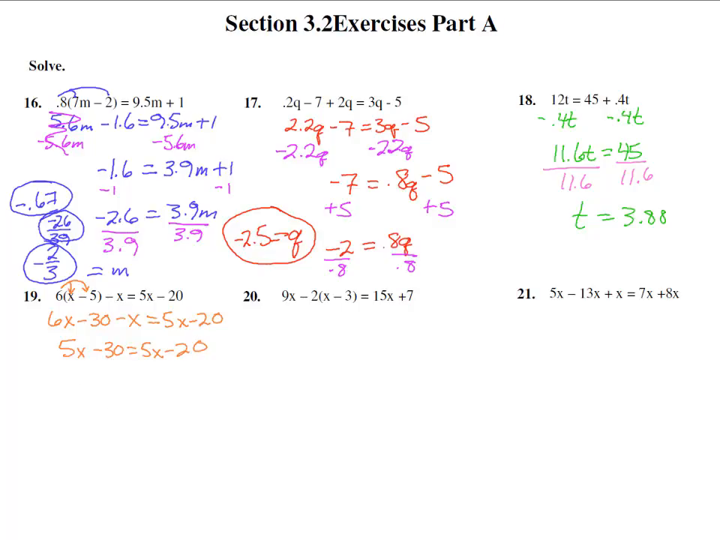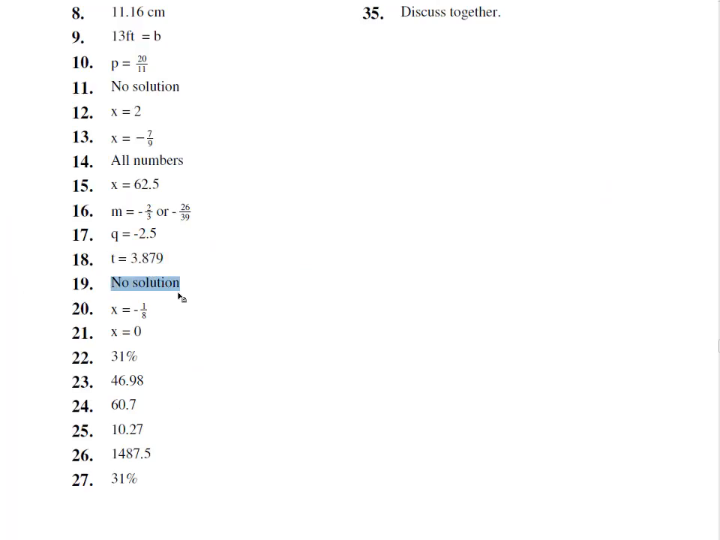Okay, we've got to get rid of one of those 5x's. Minus 5x, minus 5x. And what happens? It cancels on the left and the right-hand side, which leaves us with the equation negative 30 equals negative 20. Well, shoot, I don't like that. That looks terrible. Negative 30 doesn't equal negative 20. That's bad. That never happens, which means that this equation will never be true. So there is no solution. Let's check our answer. Number 19, no solution.